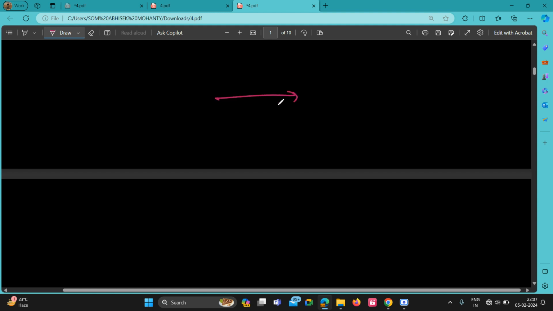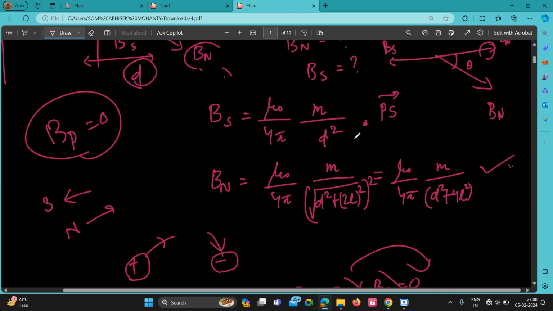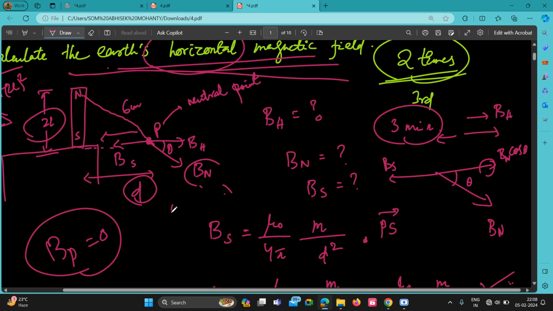BH will be what? See, this is your BN, this is your BS, this is your theta. So this angle theta, this is the horizontal component for BN. So BN cos theta. Right? BN cos theta. So now if I subtract BN cos theta minus BS, that will give me BH. Isn't it? So what is your cos theta? You have to tell me what is cos theta.